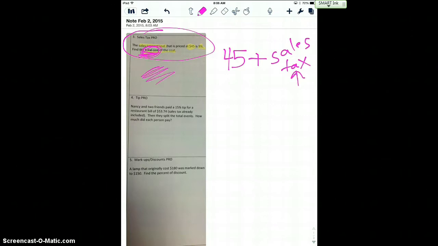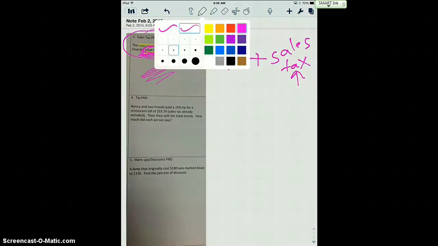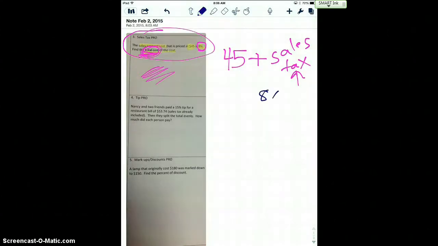So to find the sales tax, it tells me that it's 8%. So I'm going to find 8% of the price of the coat, $45. And we've been finding percents of numbers for 2 weeks, 3 weeks. So to figure this out, if I'm not sure of the decimal equivalent of 8%, I would type in 8 divided by 100, and that'll tell me 0.08.